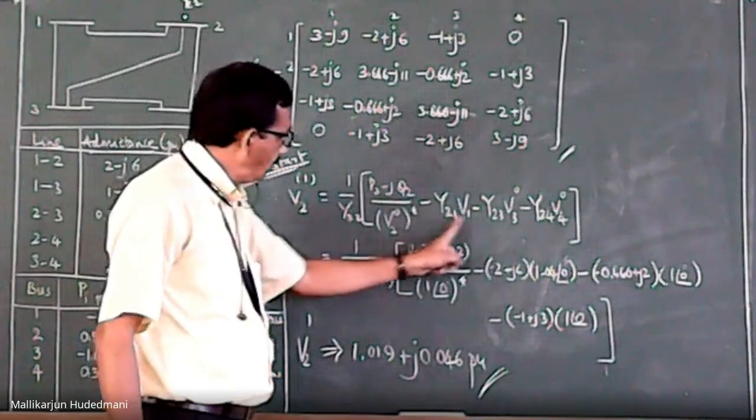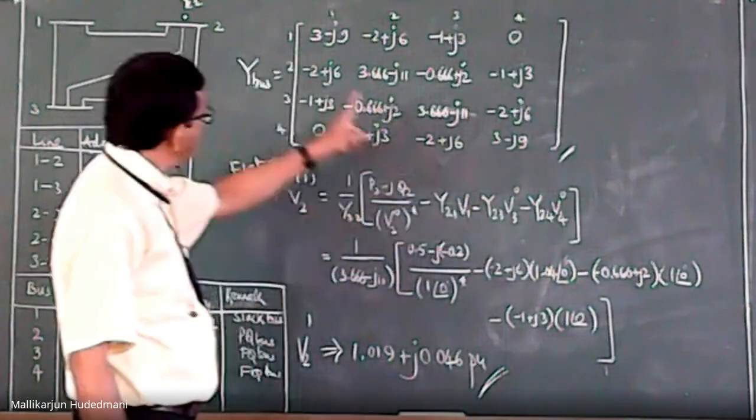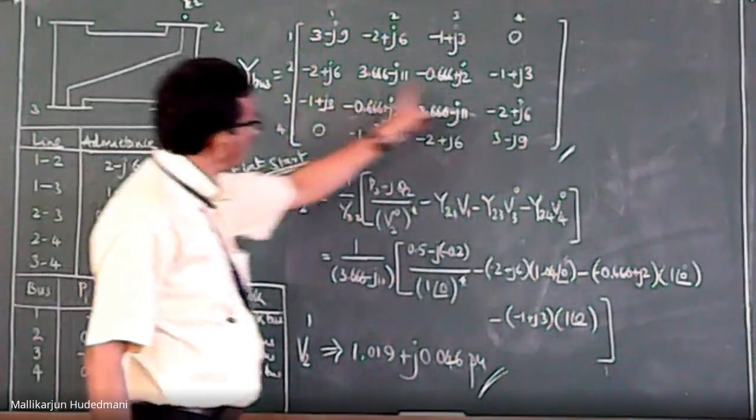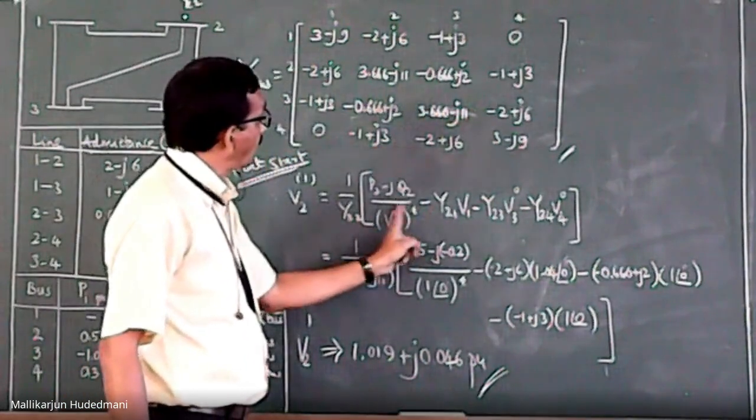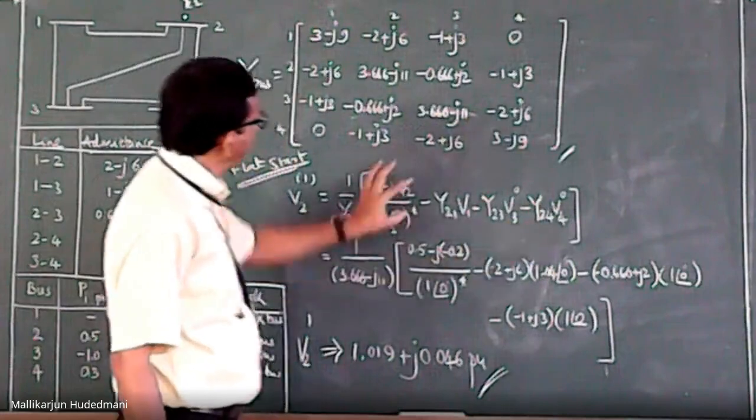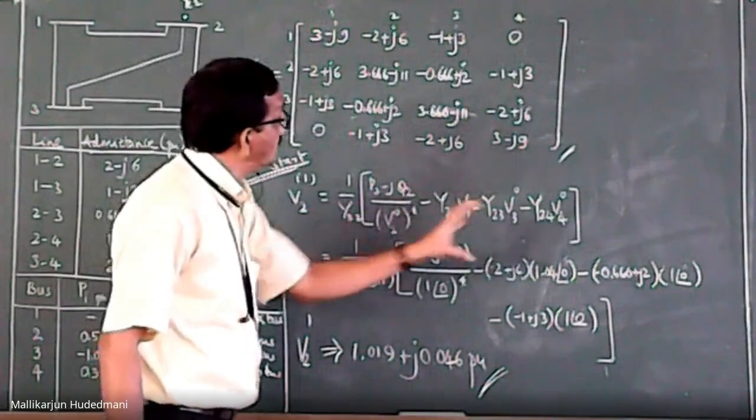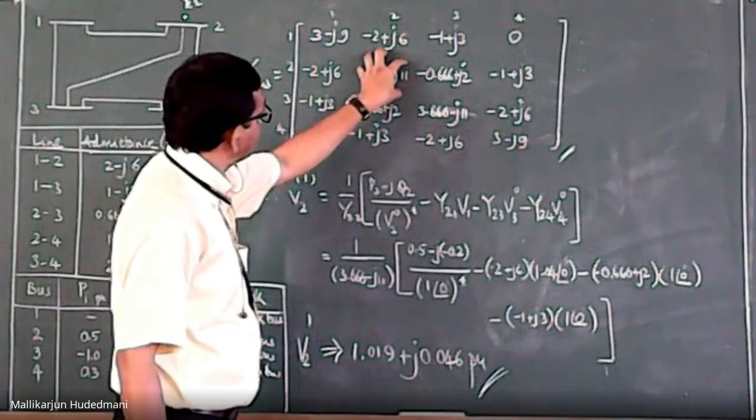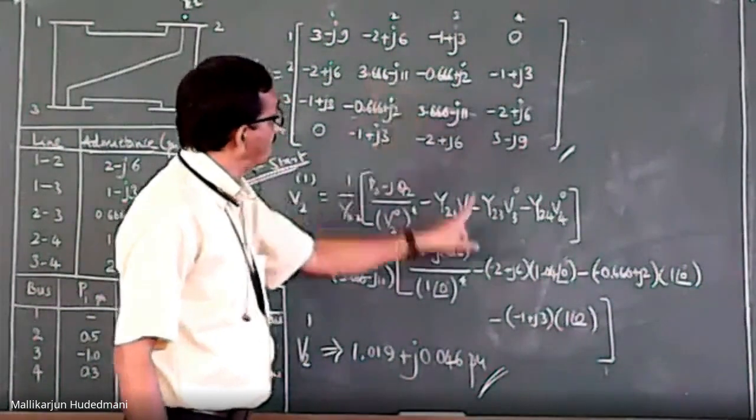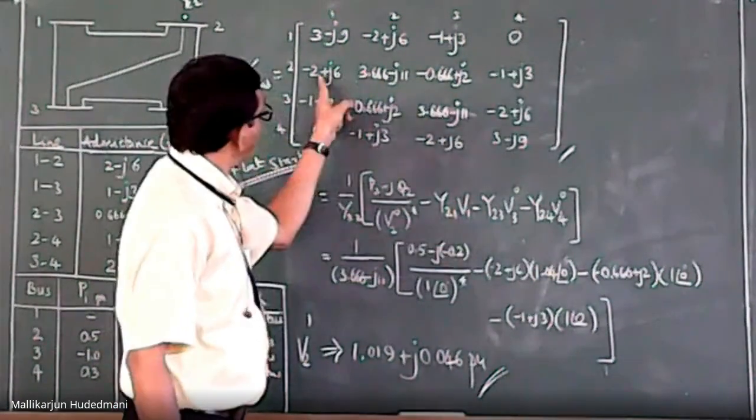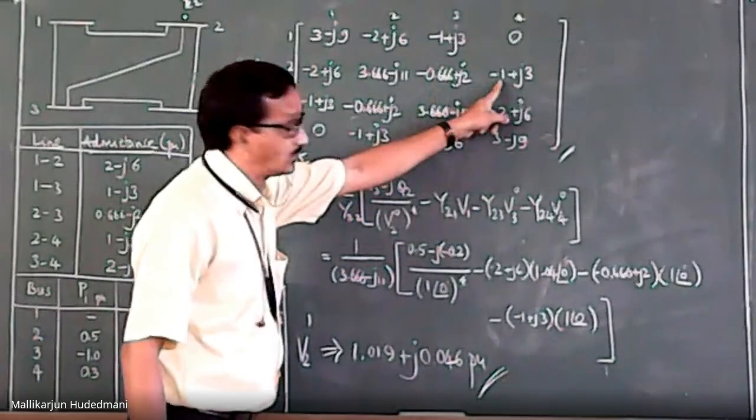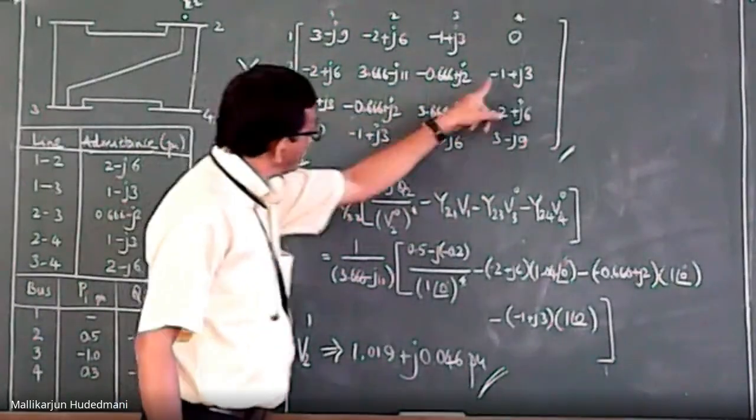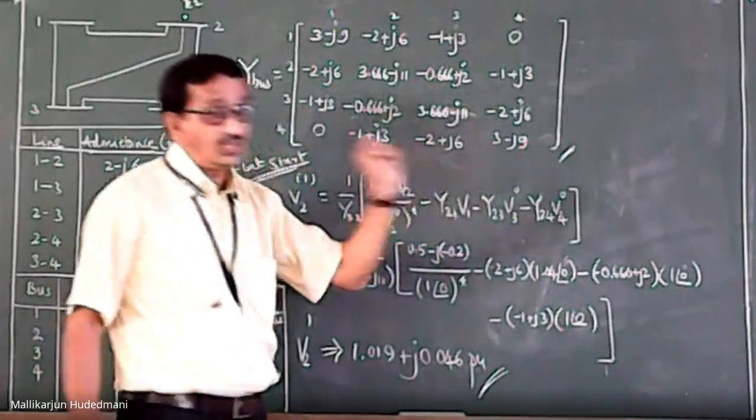Once I find how many terms are there: 1, 2, 3, 4. You check and see how many terms are there in row number 2. Physically, you will find 1, 2, 3, 4. Leaving this term, these are called mutual terms. Leaving this central term, how many do you have? 1, 2, 3. There are 3 connectivities. Y21, one connectivity. Y23, second connectivity. Y24, third connectivity. So this row is what will appear in the equation.